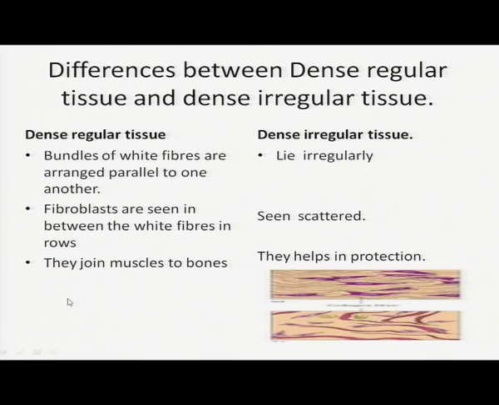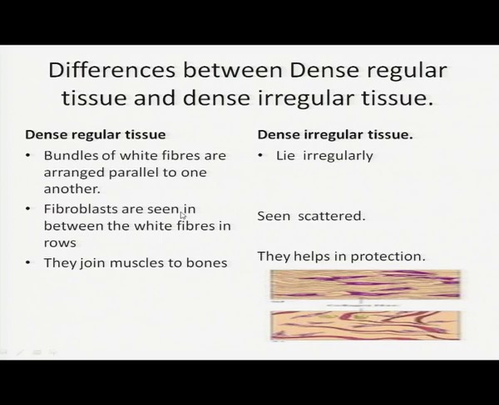Now, coming to the characters of these two different types of dense connective tissue. So, what are the differences between a dense regular connective tissue and a dense irregular connective tissue? Here in this diagram, you can see and identify some of the characters. In dense regular tissue, bundles of white fibers are arranged parallel to one another.